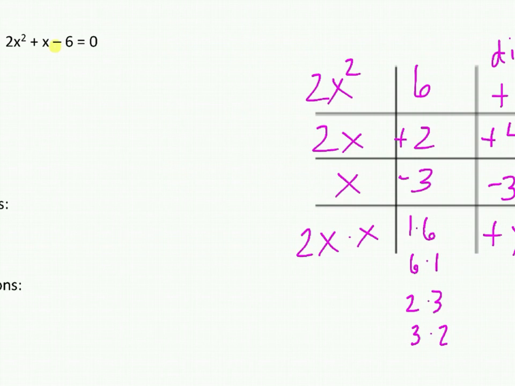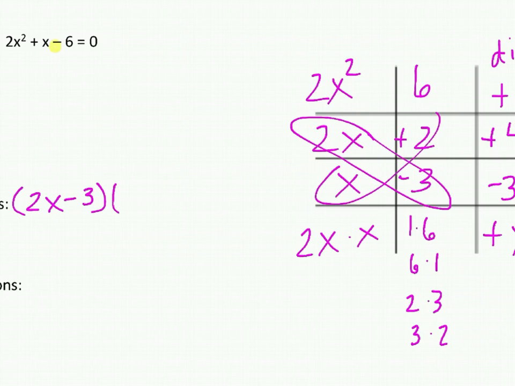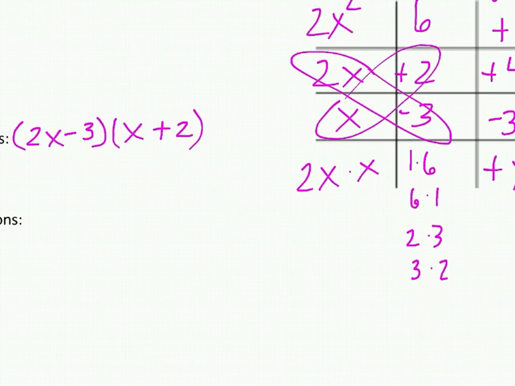And from here we crisscross. So I know one of my factors is 2x minus 3. And my other factor is x plus 2. Okay, so now that we found our factors, we're going to set them each equal to 0 to find the solution, to find where this parabola will touch the x-axis.